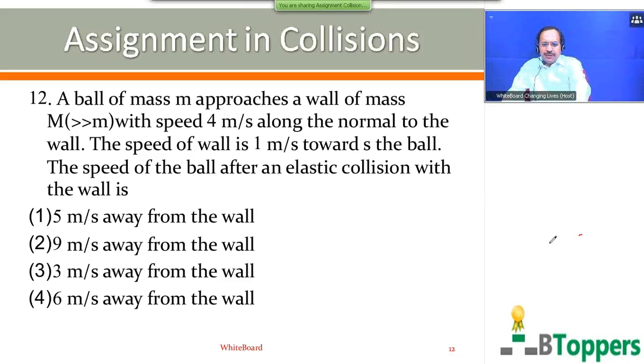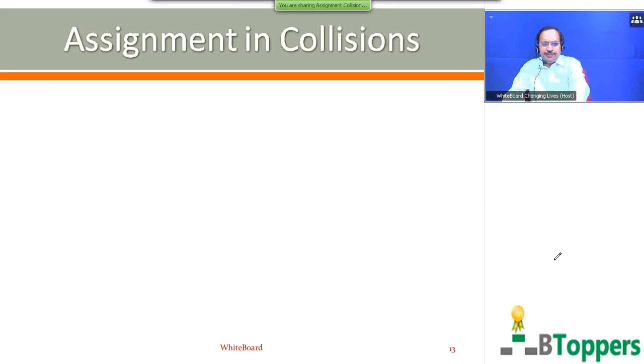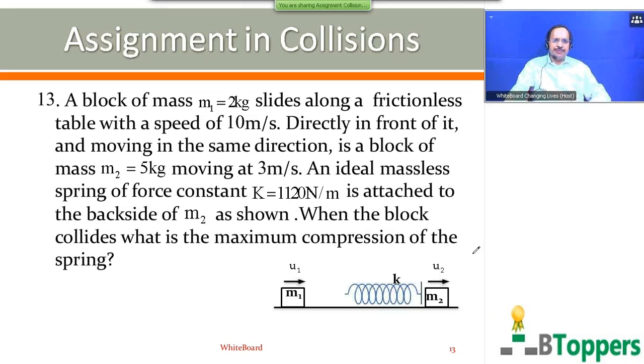Then I am going to discuss the next question. Question number 13. Block of mass M1 equal to 2 kg slides along a frictionless table with a speed of 10 meter per second. Directly in front of it and moving in the same direction is a block of mass M2 equal to 5 kg moving at 3 meter per second.